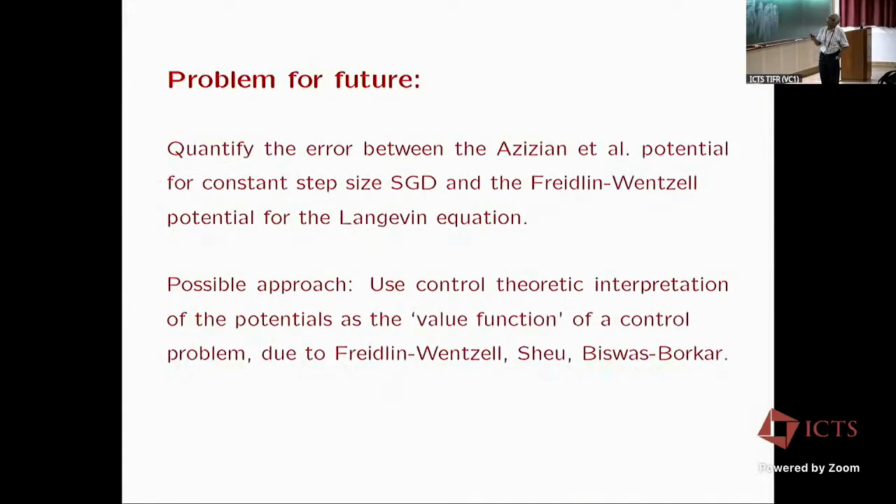The second part is just one problem for the future. As I said, if A is small, you hope that the potential is close to Freidlin's because you are running a gradient descent. You hope that the global minima you get are close to the global minimum of the original function. That kind of thing is missing. One possible approach we are hoping to pursue is that the potentials have a control theoretic interpretation, which was actually due to Freidlin and Wentzell themselves in their book, but they assume a compact state space, and there are successive extensions thereof.